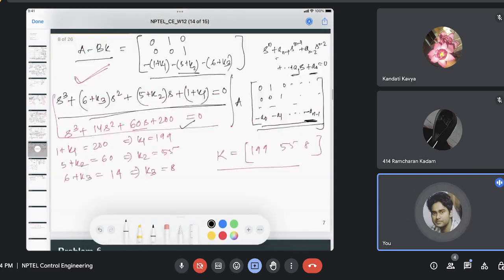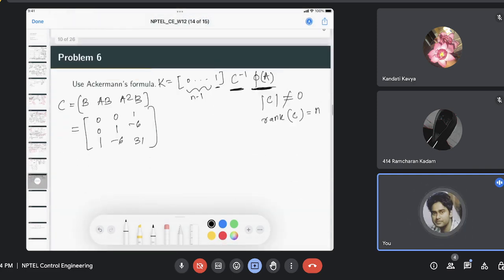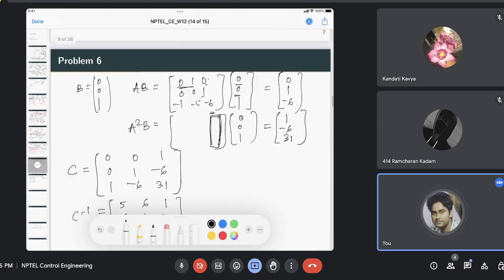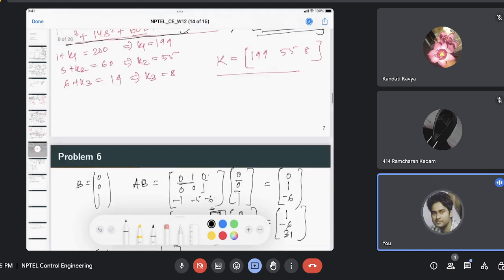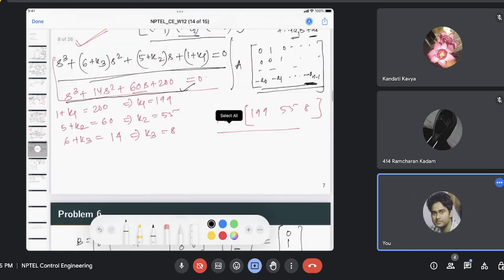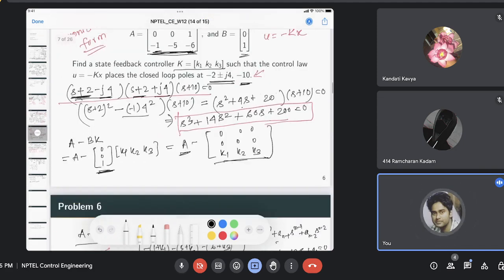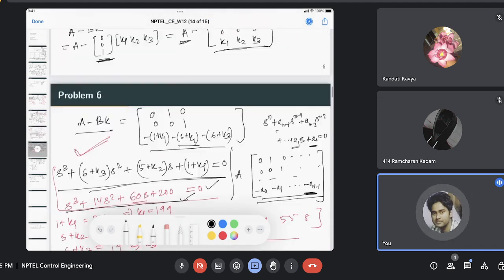So this is the desired one. So I'll write here. Phi of S is S cube plus 14 S square plus 60S plus 200. Okay, so this is the characteristic equation for the desired system. After placing these poles, we already computed that one, right?